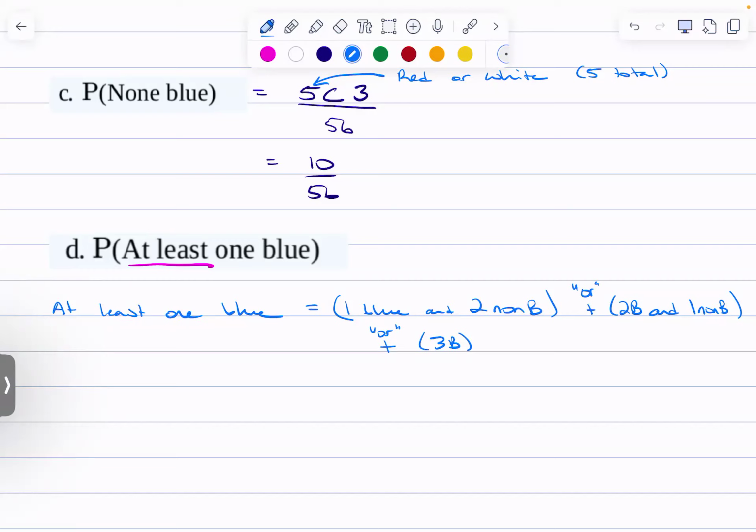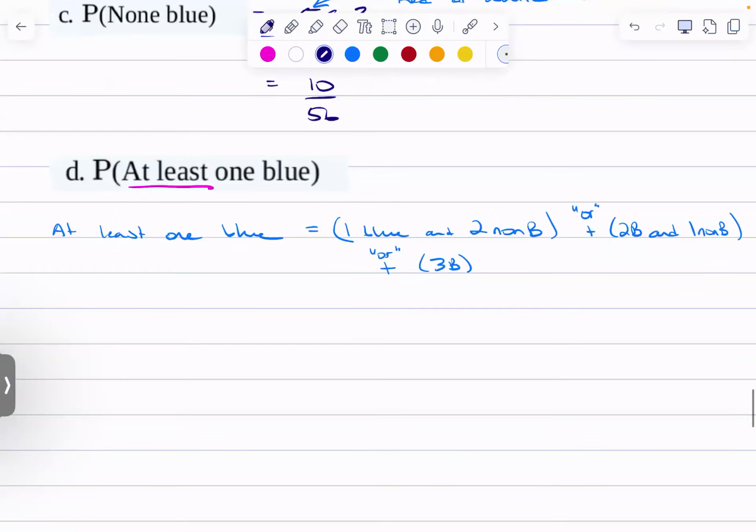We could find all those probabilities, right? One blue and two non-blues. That's going to be from three blues, choose one, times how many non-blues are there? There's five. Five, choose two, plus, and so on and so forth. You can tell, I just don't feel like doing that. It's really annoying and boring. Well, not boring, it's tedious.